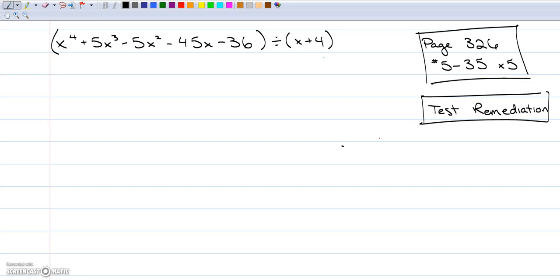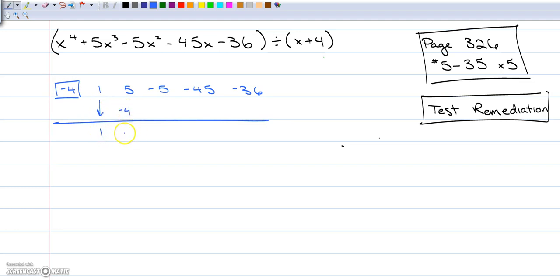Having said that, I've got 1 minute left in this video, and we're going to do this entire synthetic division problem that quick. It looks like a monster, but because we know what we're doing, it's going to go really quickly. Start with your coefficients: 1, 5, -5, -45, and -36. Inside the box, I would have a -4. Straight down.